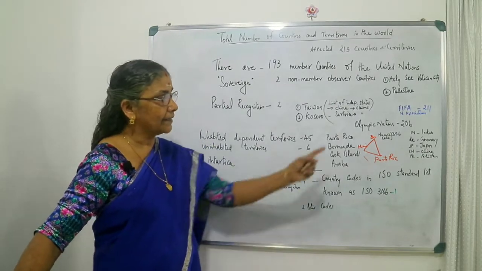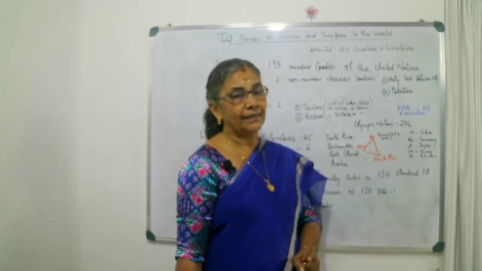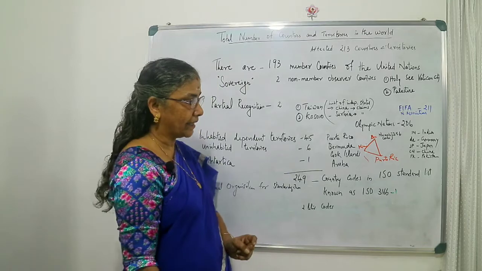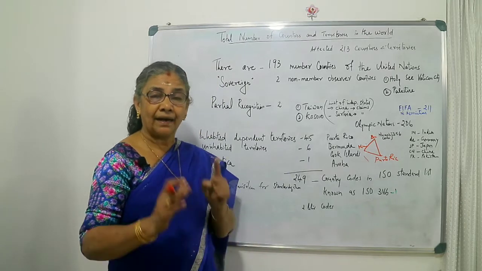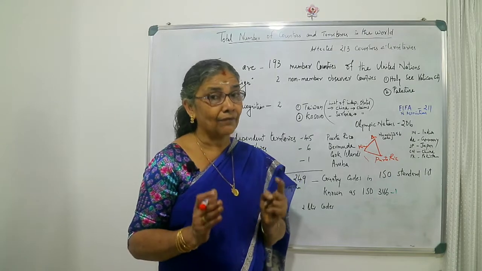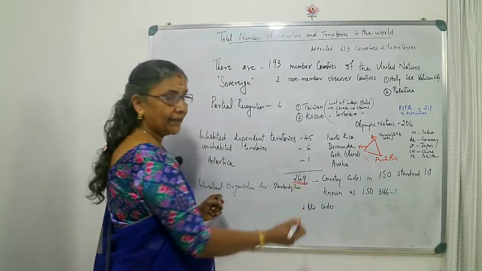And here we can see the FIFA national associations, 211 countries, and the Olympic nations, 206. Now, regarding the total number of countries and territories in the world, we can see 214. 9 we can take into account.